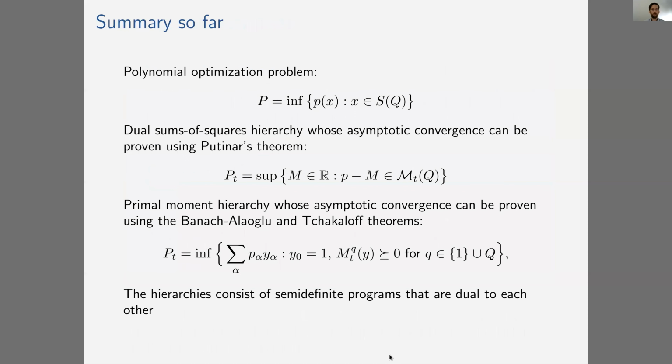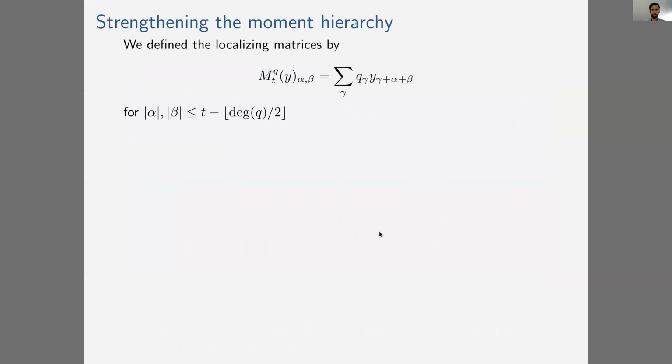Okay, so summary so far. Oh, actually, let me skip this. Yeah, that's just to go from the measure back to the original polynomial optimization problem over points in S of Q.